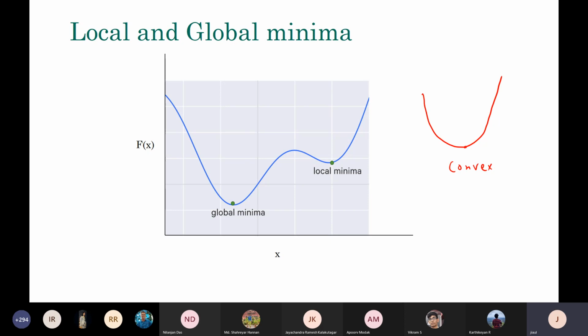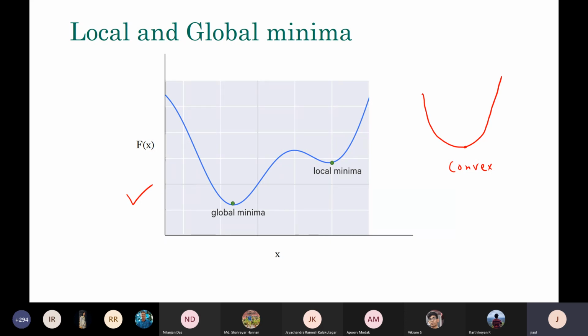But in this case, this particular function, the function on the left side, is a non-convex function because you can have multiple local minima and so on and so forth. And so the objective functions that we deal with in deep learning, or in most machine learning cases, are basically non-convex functions. Smooth functions, continuous functions, but non-convex.